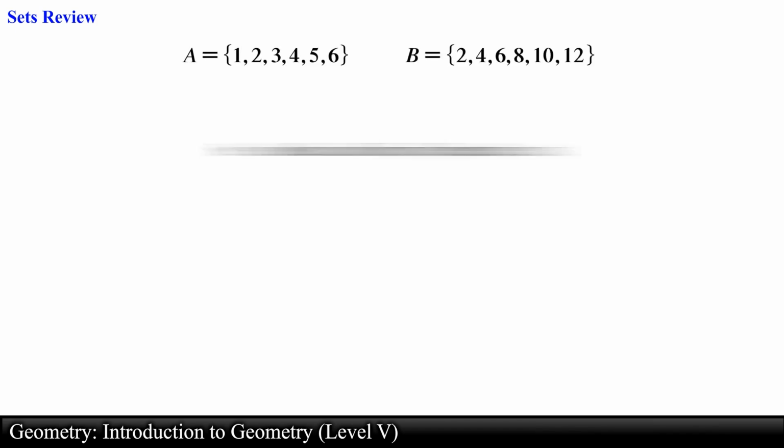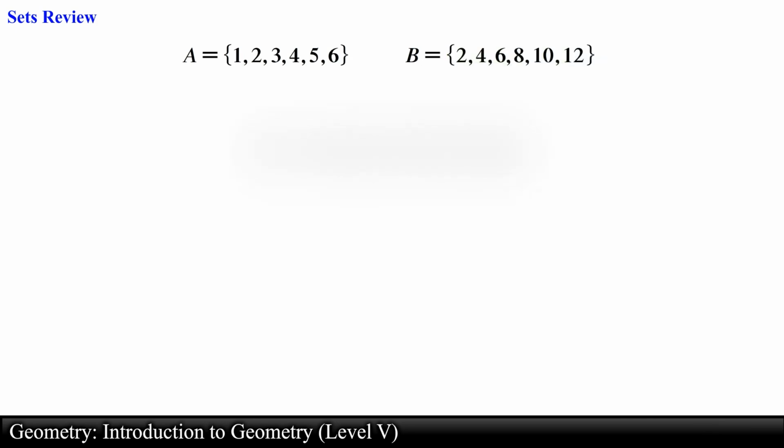Say I have 2 distinct sets. Let's call them set A and set B. Recall that a set is a collection of objects. These objects are referred to as the elements of the set. In this example, the numbers 1, 2, 3, 4, 5, and 6 are the elements of set A. Likewise, the numbers 2, 4, 6, 8, 10, and 12 are the elements of set B.